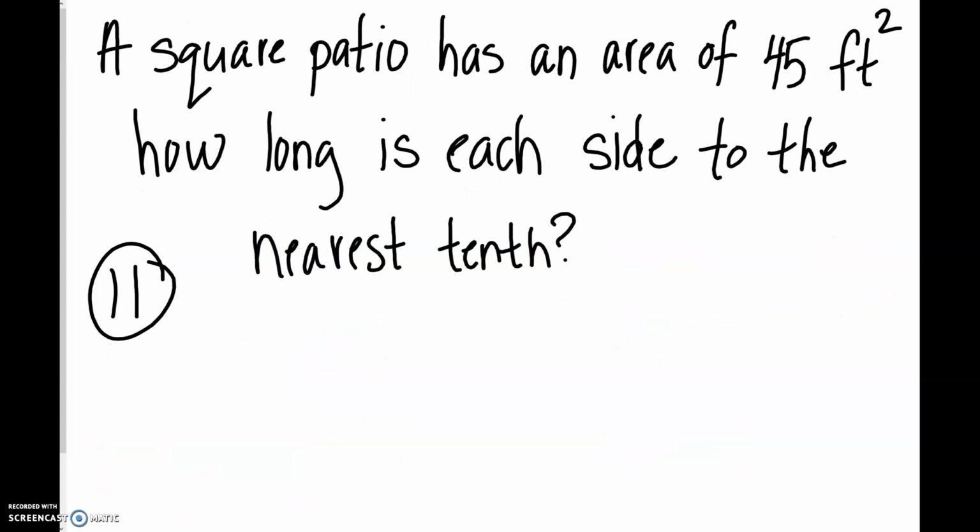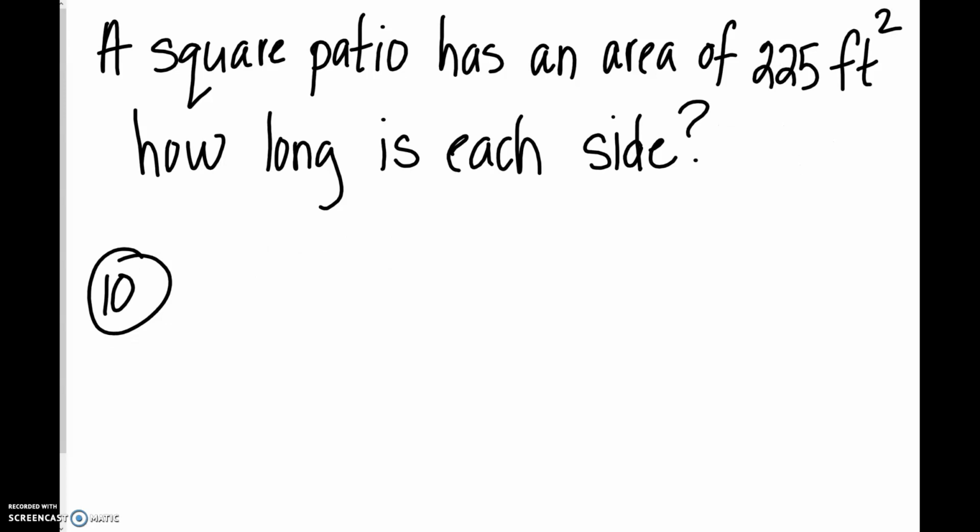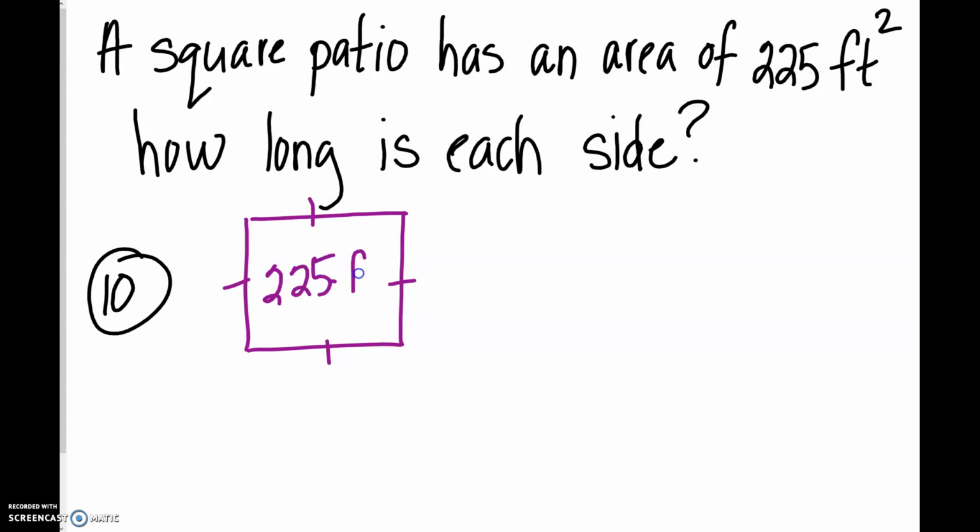All right, a square patio. Whoops, I think we skipped a problem. Okay, square patio. That means that each side length is the same. And it has an area of 225 feet squared. So we have to take some number times some number, and it has to give us 225. And remember, these need to be the same number.